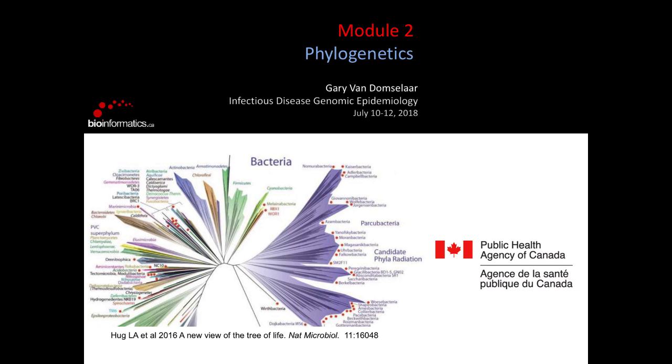So this is trying to reinforce that it's important for interpretation that we understand that only the topology and the distance information convey anything about the evolutionary history of those organisms. Okay, so trees can be rooted or unrooted.